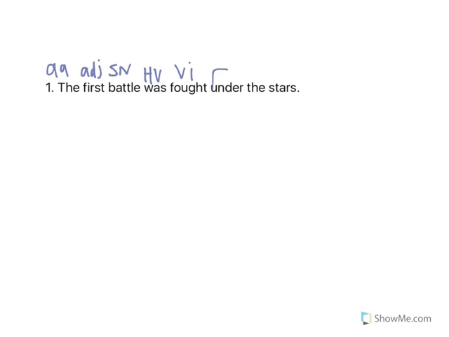Now we know under the stars, that's going to be a prepositional phrase. And you know this because you've been memorizing your prepositions, and you see the word under and you think, oh, that's on my list. Stars is going to be the object of the preposition, and the is an article adjective.